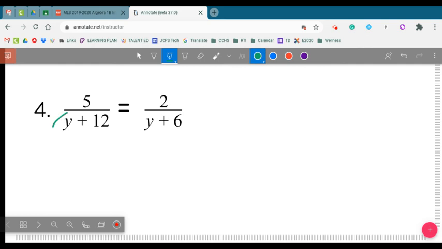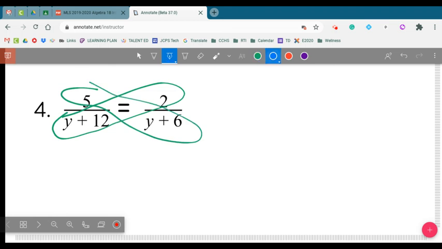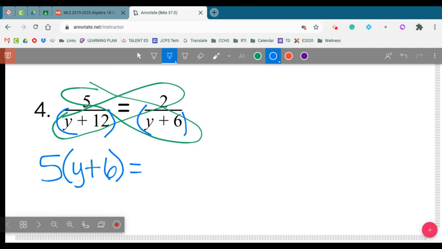So I'm going to do 2 times y plus 12, and then 5 times y plus 6. Now, like I said earlier, if there's more than one term, you need to put it in parentheses. It doesn't matter which one you do first. So I'm going to do 5, then I'm going to put y plus 6, because I want to put that in parentheses, equals, since there's a 2 and then there's a y plus 12, I'm going to put the 2 on the outside and then y plus 12 on the inside of my parentheses.